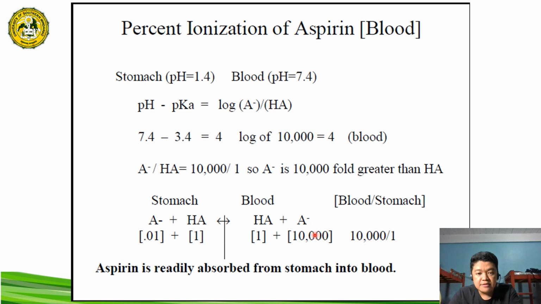7.4 minus 3.4 is equal to 4, so 10,000. 4 zeros here. Predominant form will be the ionized form compared to the unionized form. So since mas marami yung ating ionized blood, the aspirin will not be absorbed in the blood, but it will stay, or it will be trapped in that particular compartment.